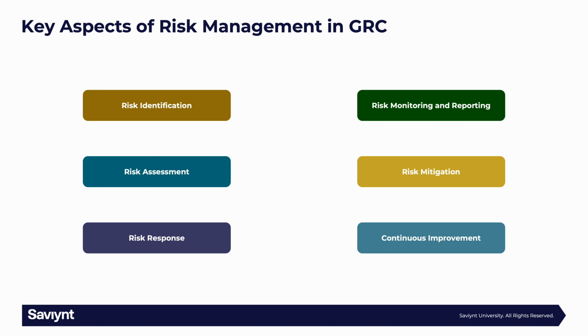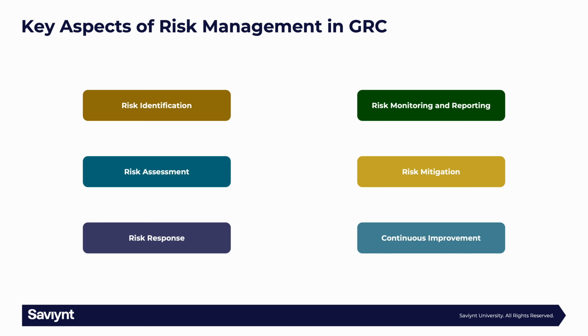Risk assessment. After identifying risks, organizations must assess their likelihood of occurring and the potential impact if they do. This helps prioritize risks based on their severity and possible consequences for the organization. For example, a financial institution may assess the risk of cyber attacks and determine that while the likelihood is low, the impact would be severe, thus making it a high-priority risk to address.